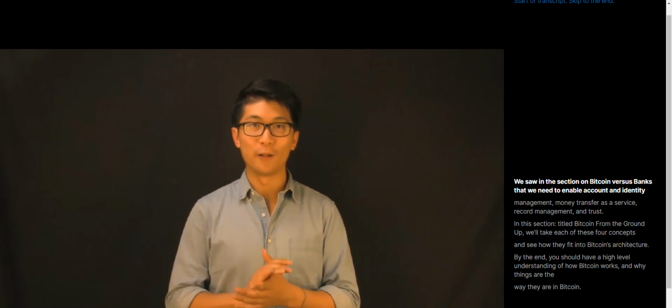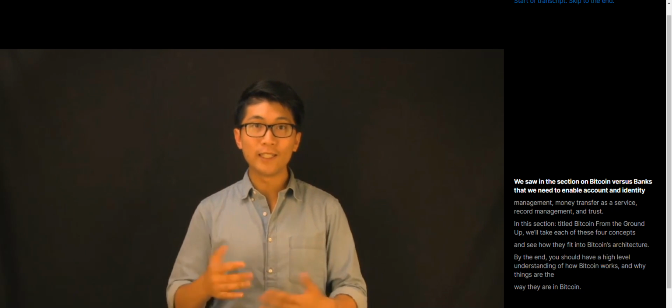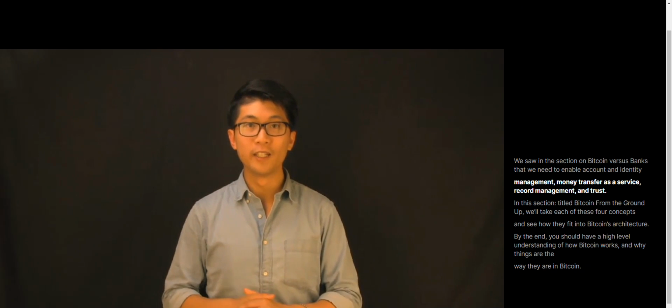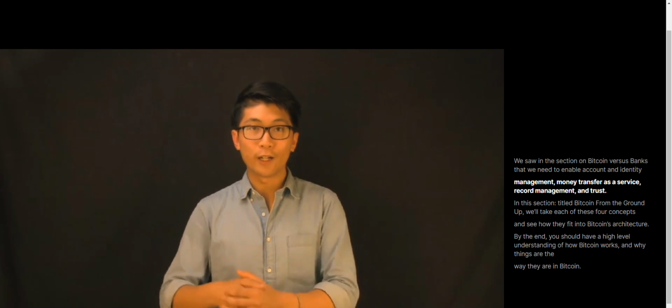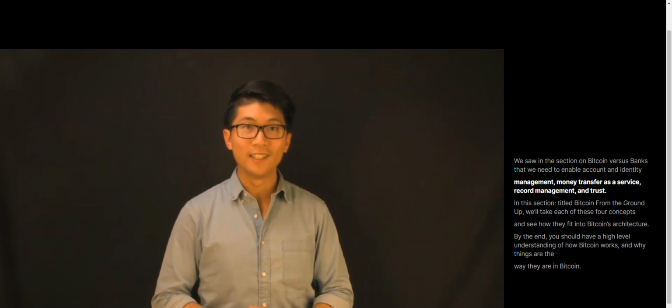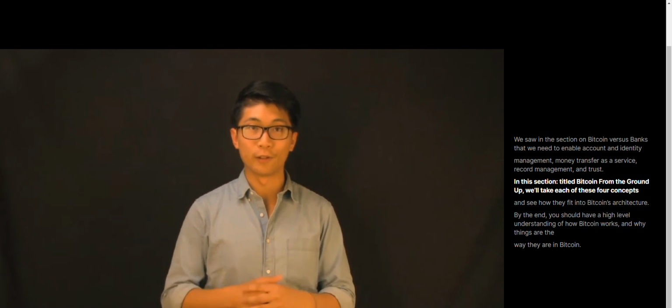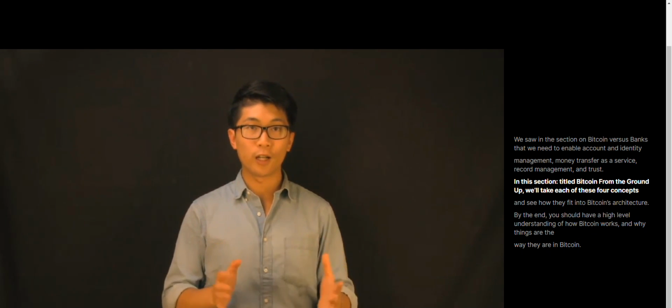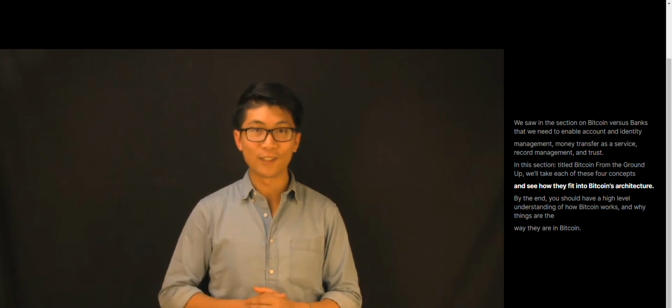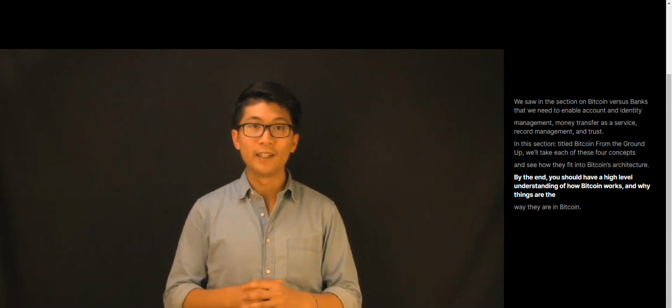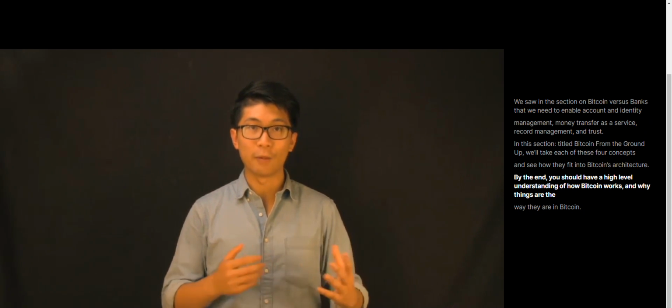We saw in the section on Bitcoin versus banks that we need to enable account and identity management, money transfer as a service, record management, and trust. In this section, titled Bitcoin from the Ground Up, we'll take each of these four concepts and see how they fit into Bitcoin's architecture. By the end, you should have a high-level understanding of how Bitcoin works and why things are the way they are in Bitcoin.